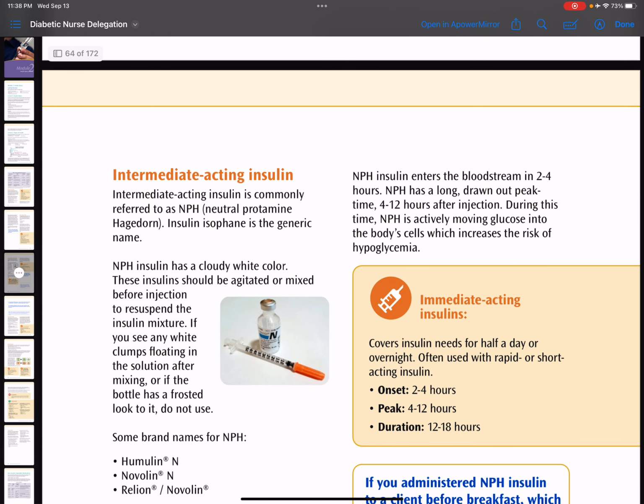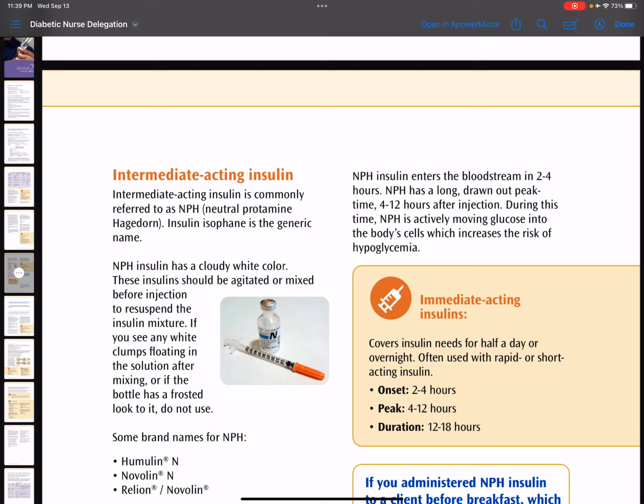Intermediate acting insulins. NPH is one example. NPH insulin has a cloudy white color. When we are using NPH, the solution must be gently and thoroughly mixed before the injection is prepared. To mix gently, roll the container or vial, pen, or pre-filled syringe between your palms several times. If you see any white clumps floating in the solution after mixing, or if the bottle has a frosted look to it, do not use it.